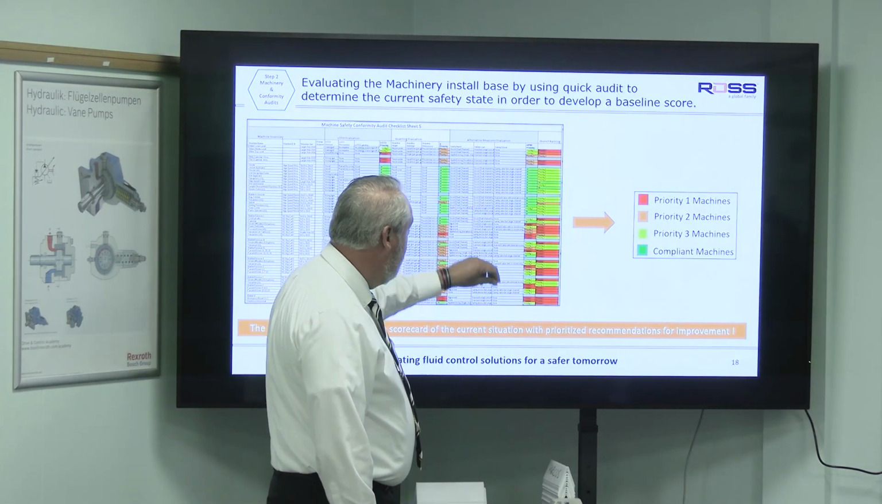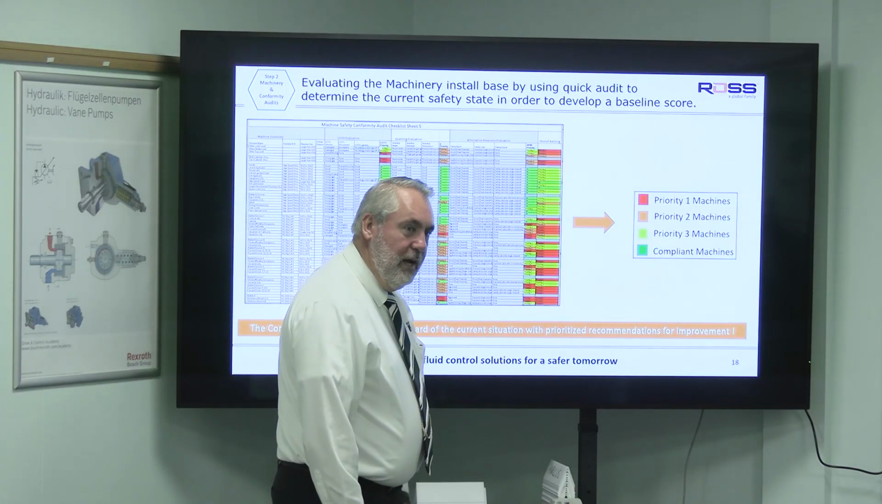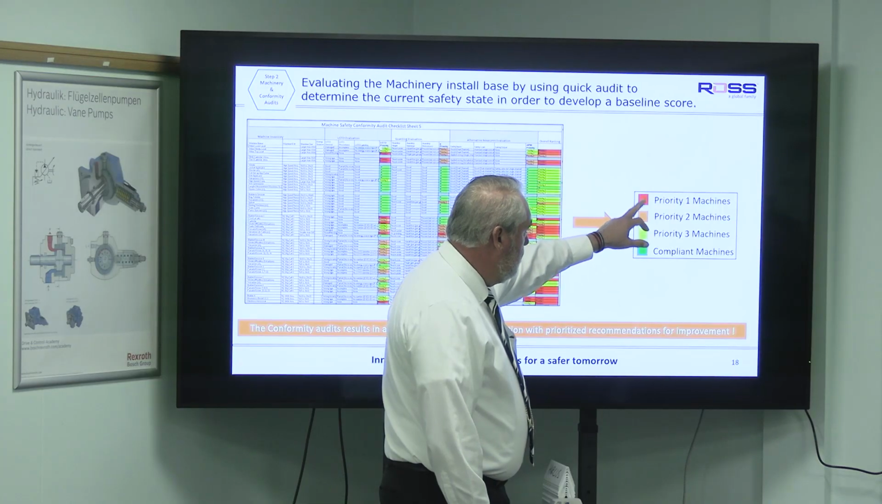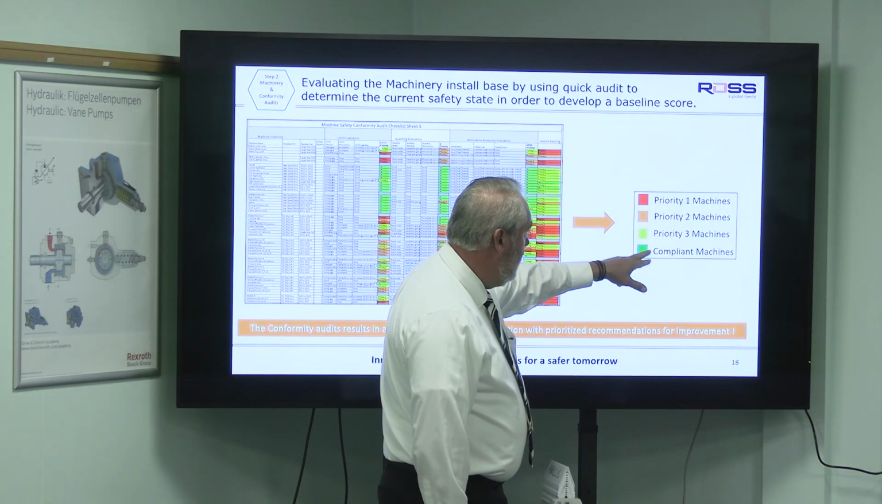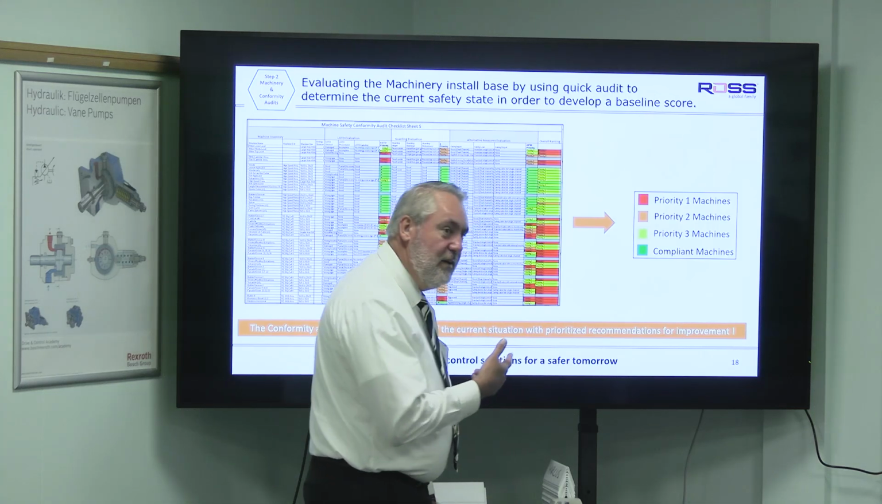I know this is an eye chart, but each one of these has got a drop-down list with questions that we answer. And basically the output of that is priority 1, priority 2, priority 3, and potentially compliant machines. So they know where they need to put their next investment.